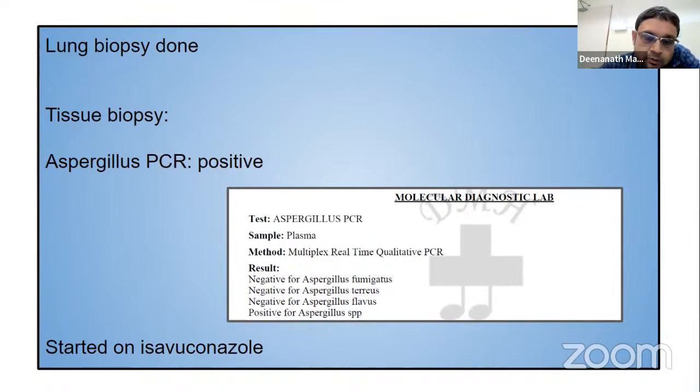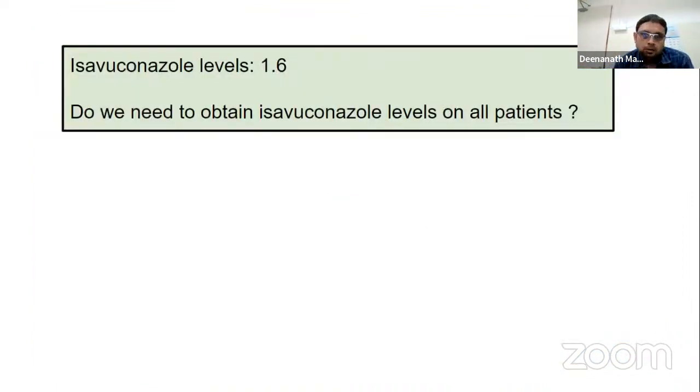So it's saying that it is positive for aspergillus species, but it's negative for flavus, terreus, and fumigatus, which means that apart from these three, there is some other species which is being detected. So maybe something like lentulus, something like calidoustus. These decisions are going to weigh in when I look at what sort of therapy I'm going to start him on. Again, most liver transplant teams are worried about the hepatotoxicity of azoles, even liposomal amphotericin B. So he was started on isavuconazole, and then a few days later, his isavuconazole levels were 1.6.